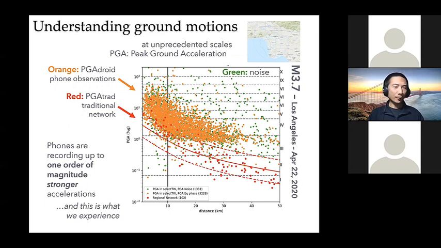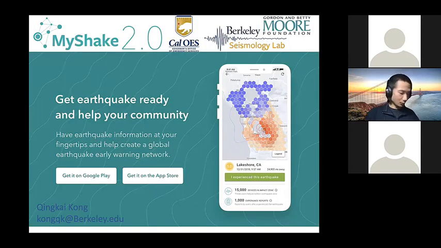So I will stop here because I think it's almost the time for this one hour. And also, if you are interested to contribute or to collaborate on MyShake, let me know. There is still a lot of ongoing work at both Berkeley and Google to make this really work in the future. We hope that in the future we'll have a global scale seismic network using only smartphones. Okay, thank you.